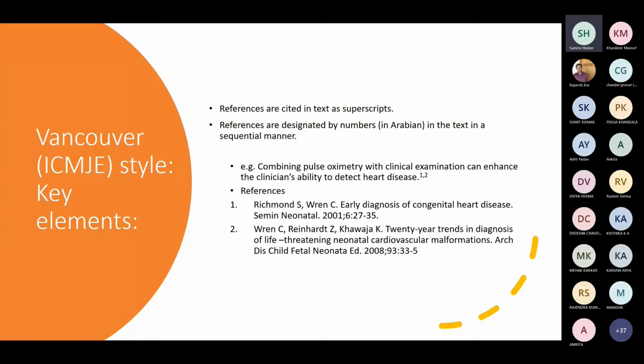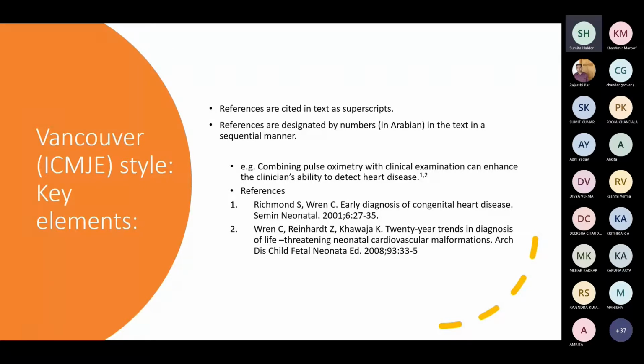Combining pulse oximetry with clinical examination can enhance clinicians' ability to detect heart disease. This is a statement you have to write in your protocol. And you have found two references which you can give for this statement. One is by S. Richmond and one is from C. Wren et al. So how would you quote this?